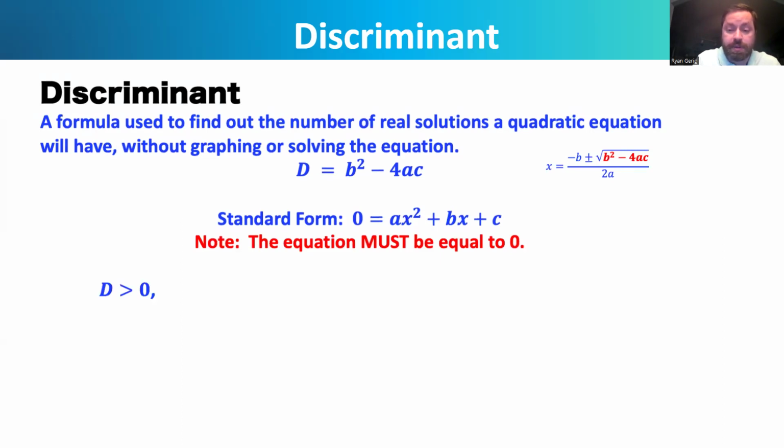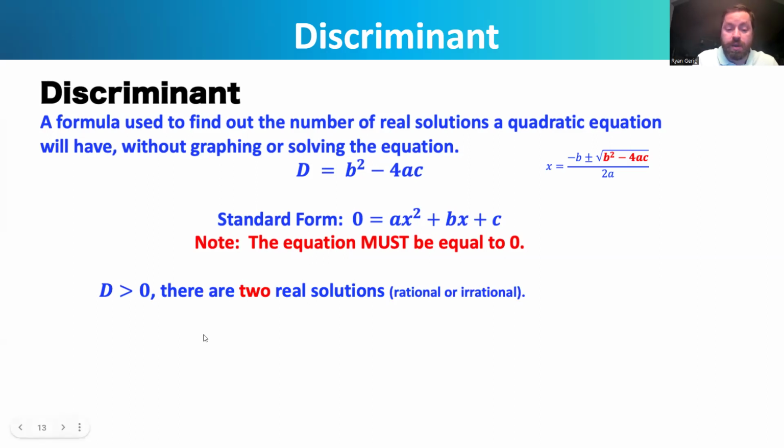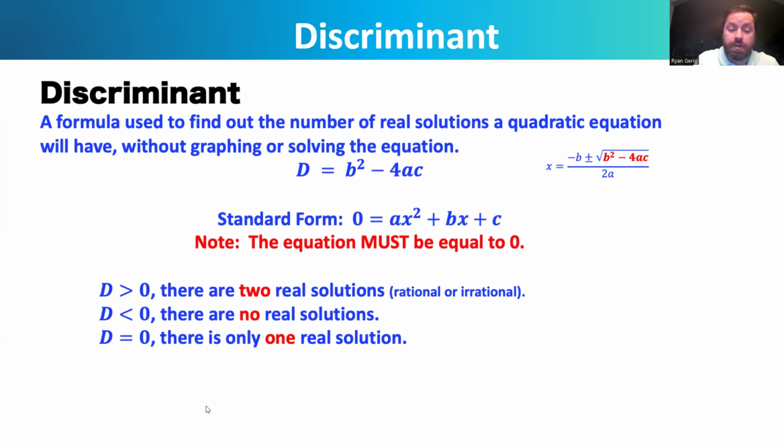So here's what happens with the discriminant. If the discriminant is greater than 0, so when I plug numbers in for b, a, and c, if the answer when I type that in my calculator is bigger than 0, it means there are two real solutions. They could be rational or they could be irrational, but there's two. It will cross the x-axis twice. If the discriminant, or the number that I get when I plug it in the calculator, is negative, that means there are no real solutions.